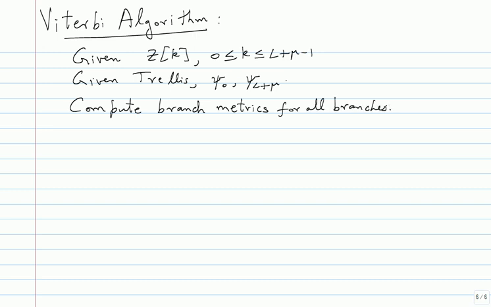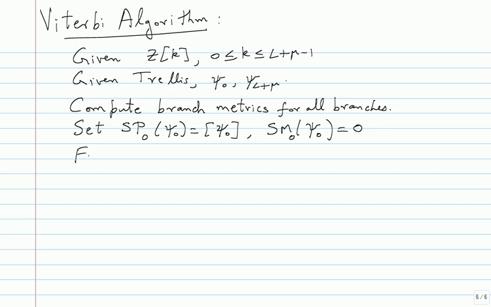Okay, in all stages, you initialize the survivor path at 0 of psi 0 to simply psi 0, and you don't worry about the survivor path for any other state at 0, because you know at 0 you are at 0. The state metric corresponding to psi 0 would be 0. In fact, in implementations, people usually set the state metric for the other states at 0 to be very, very large. That's just an implementation detail. It's not too important. Okay.